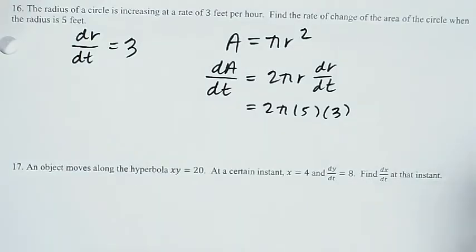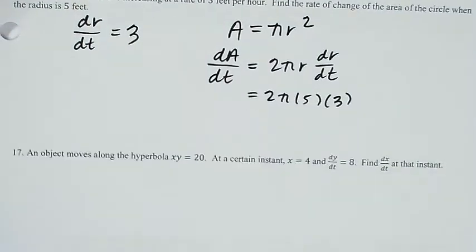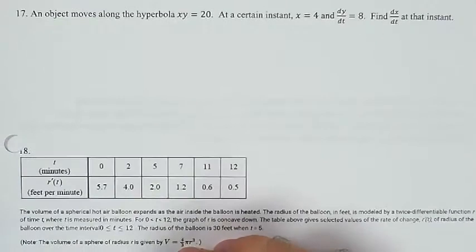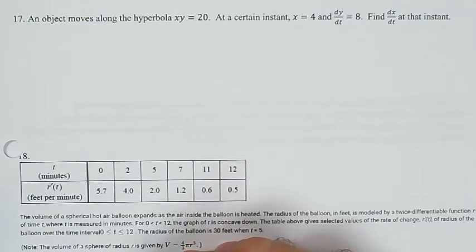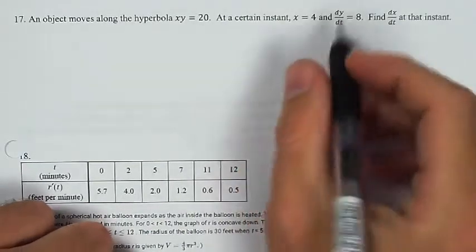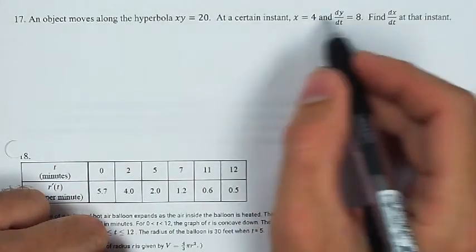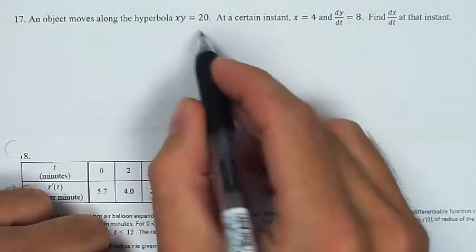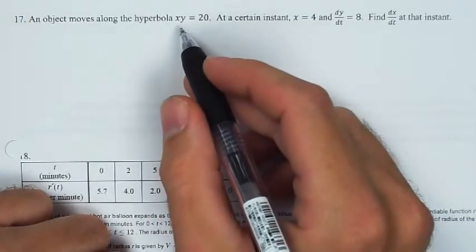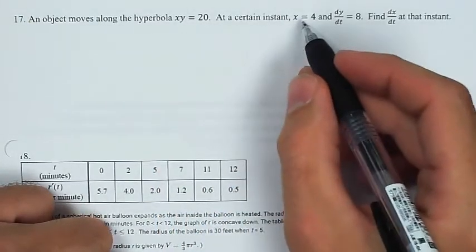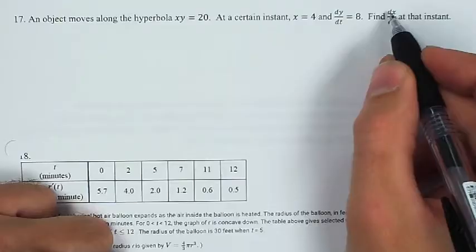All right, an object moves along the hyperbola xy equals 20. At a certain instant, pardon me, x equals 4 and dy/dt is 8. Find dx/dt at that instant. Okay, well, they didn't give us y, right? We're going to need y, because this formula is going to have an x, a y, a dx/dt, and a dy/dt when I do the product rule. So I need to find out what y is in order to solve for dx/dt.